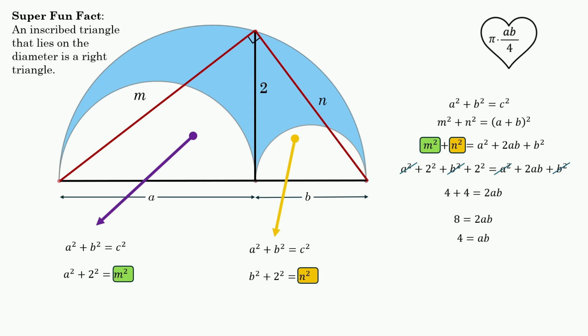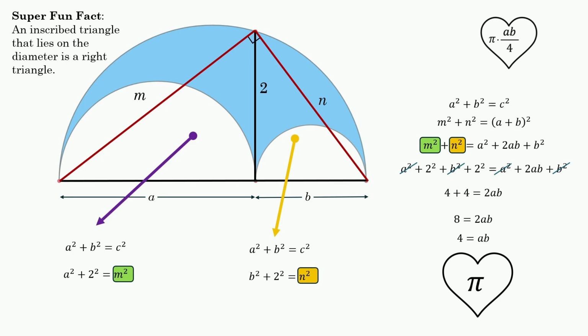That's pretty cool, because our whole thing was ab over 4 times pi would be the area of the shaded region. So if we plug that in, that's 4 over 4, which is 1. 1 pi is the area of the shaded region. I think that is super, super cool. I think it's unbelievably cool.